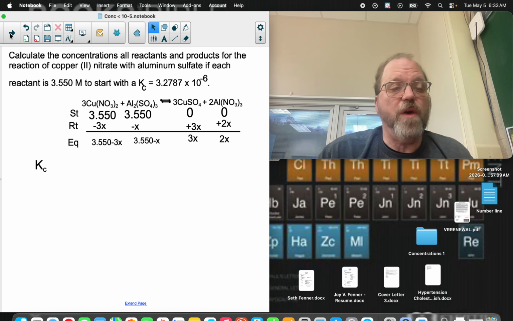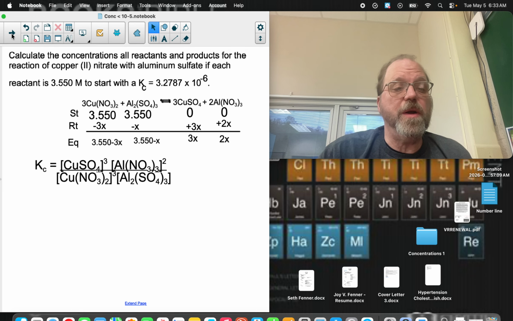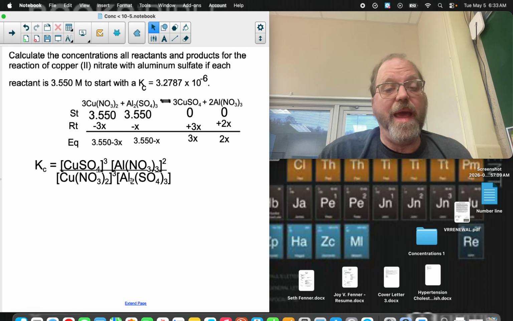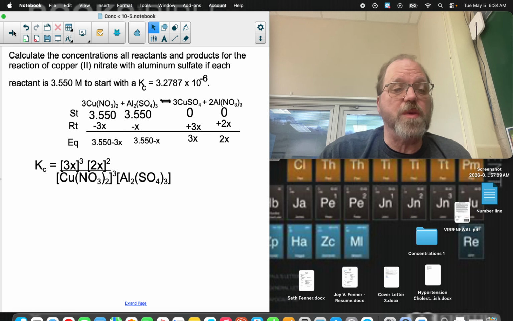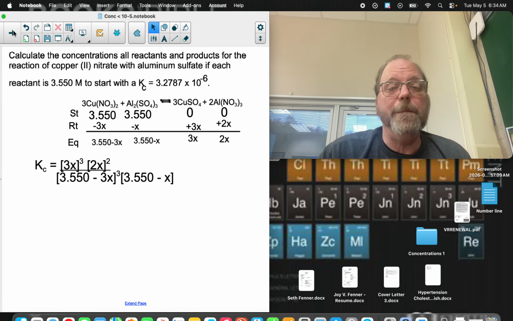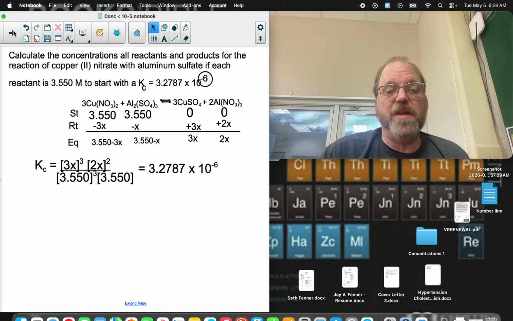All right, for our KC then, it's going to be copper sulfate cubed times aluminum nitrate squared, all over copper nitrate cubed and aluminum sulfate to the first power. Put our values in. Copper sulfate is going to be cubed, and the aluminum nitrate is going to be squared. Remember this is still minus 6, so I can get rid of both of those to make it easier. And that's going to equal 3.2787 times 10 to the minus 6.